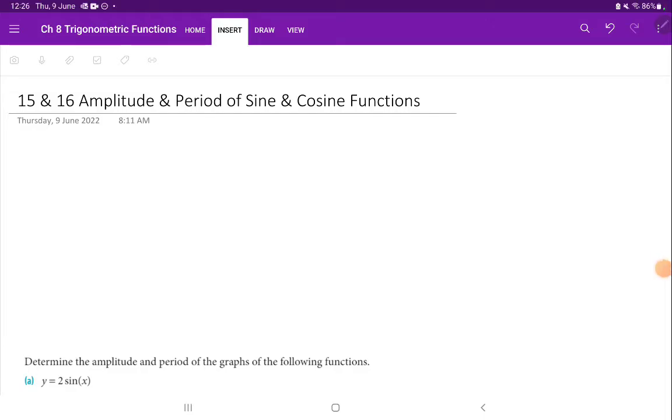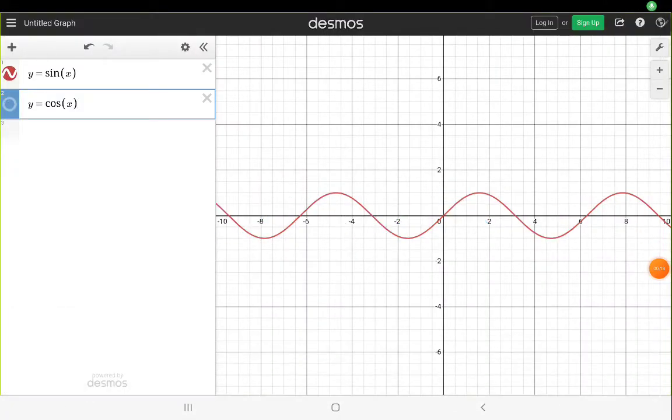Alrighty, let's have a look at the sine and the cosine functions graphed. In particular, we're going to be interested in these two things. One's called the amplitude and the other is called the period. Alrighty, let me get rid of the cosine of x. So let's just have a look at the sine of x.